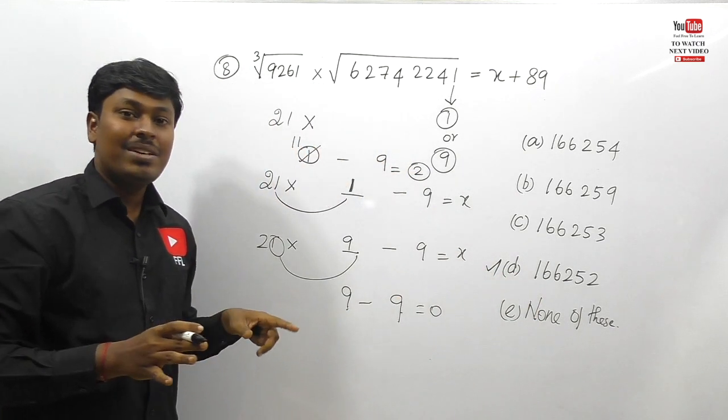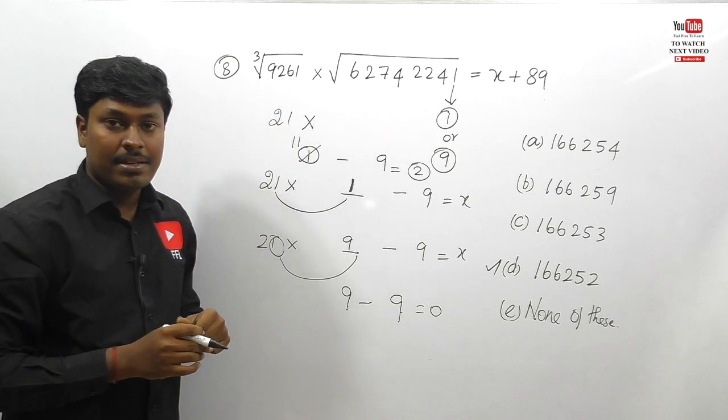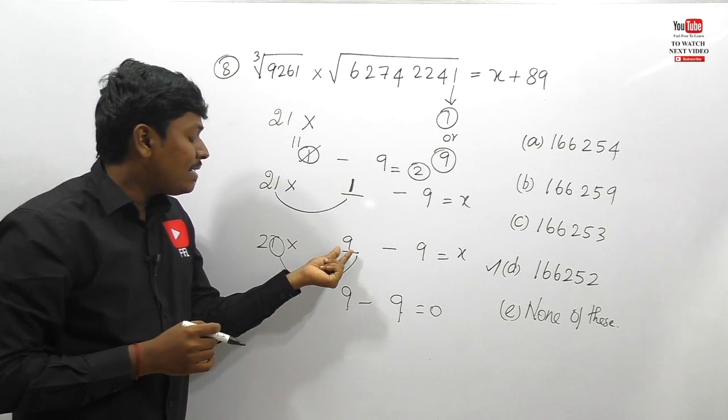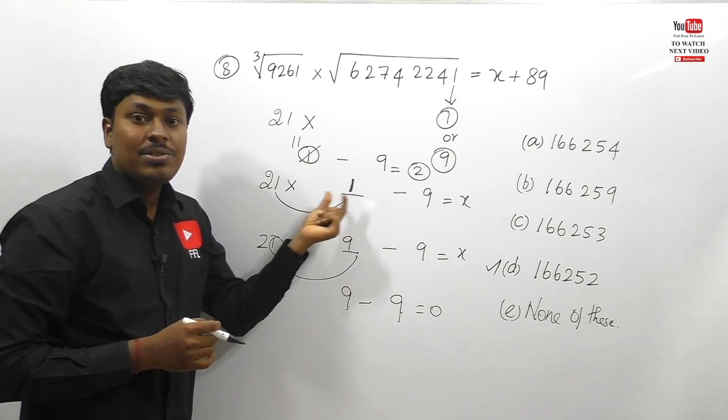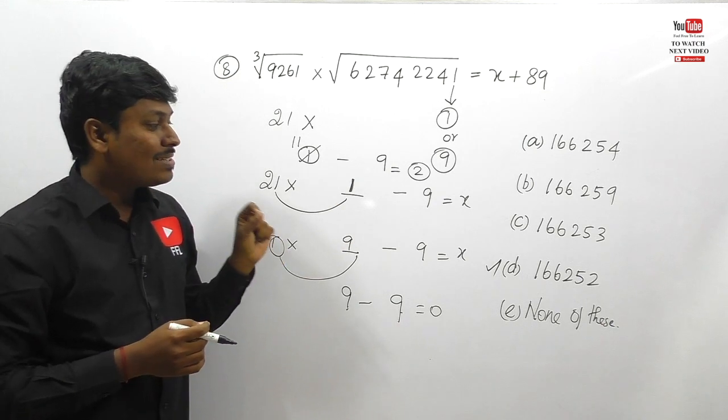166252. Don't waste your time finding the root of this number. It is entirely a waste of time, friends, right? Either the answer ends in 1 or ends in 9. Now I can clearly say that the answer will not end in 9. The answer should definitely end in 1. So finally we got the answer, option number D, that is 166252.